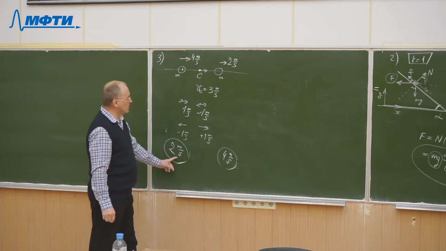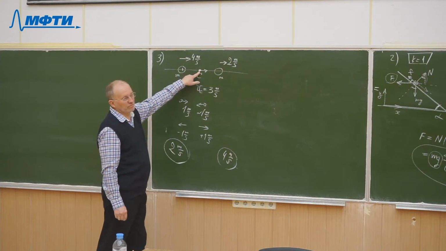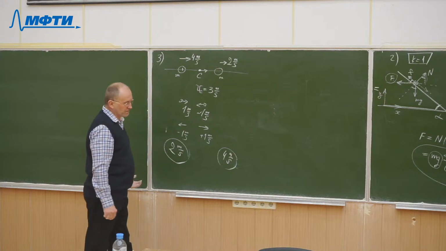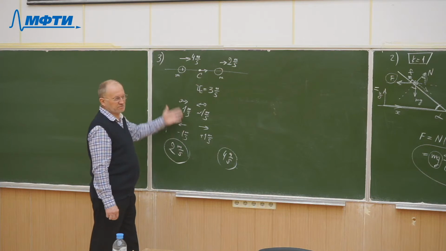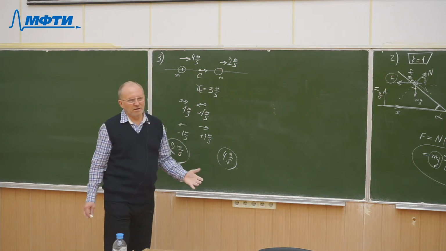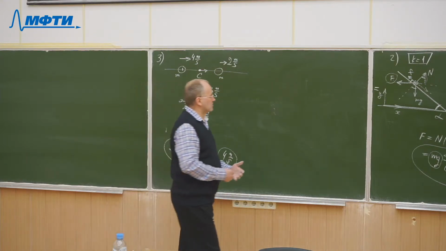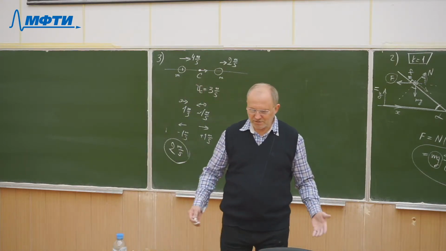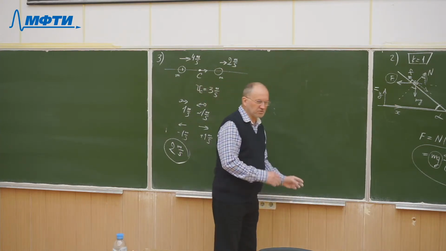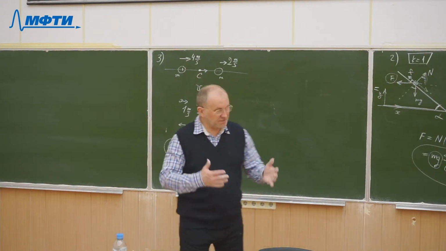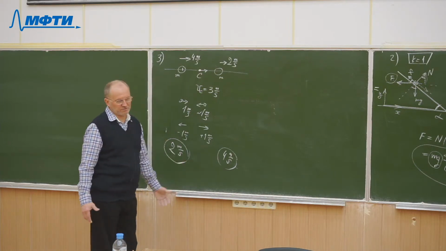The final answer is most easily obtained if you go to the center of mass reference frame first, and then go backward to the laboratory reference frame. Then all the solution is just primitive arithmetic without the necessity to solve a system of equations related to the law of conservation of momentum and conservation of energy. Yes, that's correct. If you apply the laws of conservation of energy and momentum, that's correct.